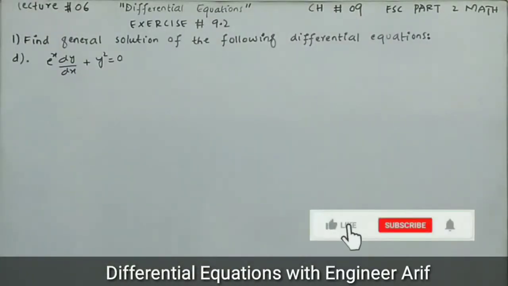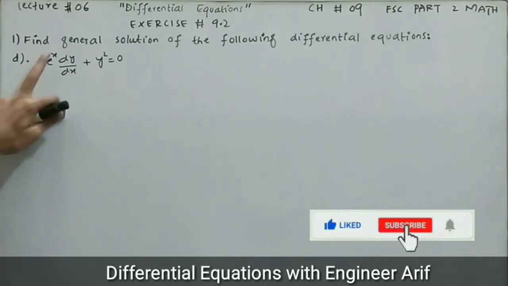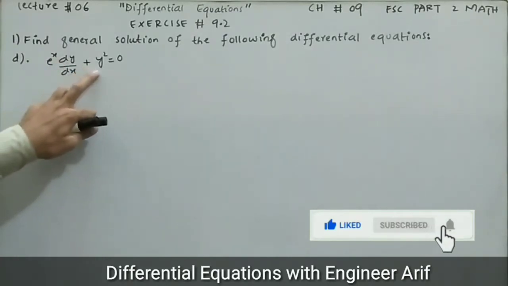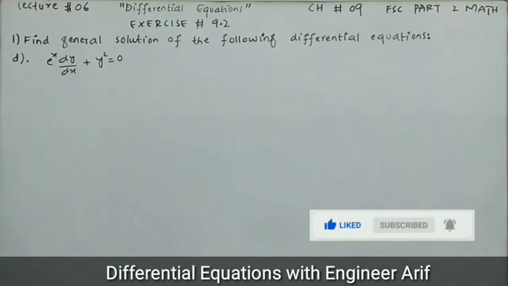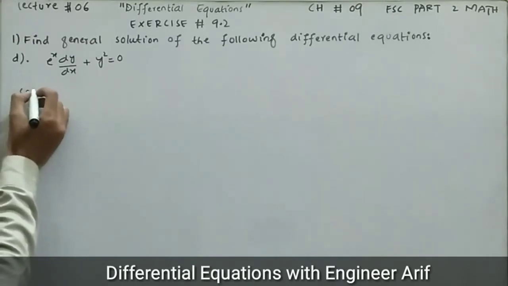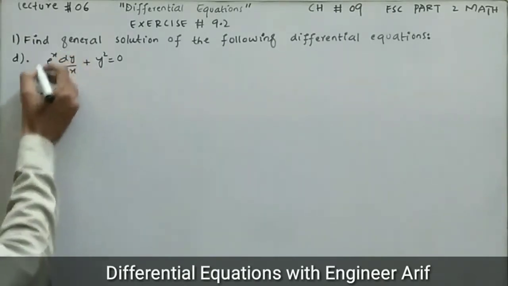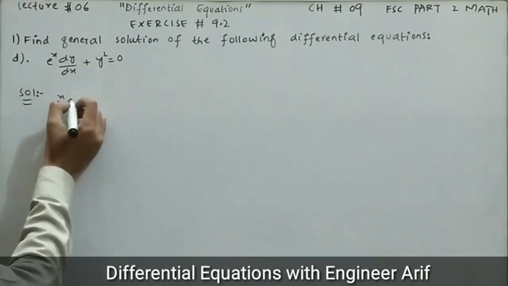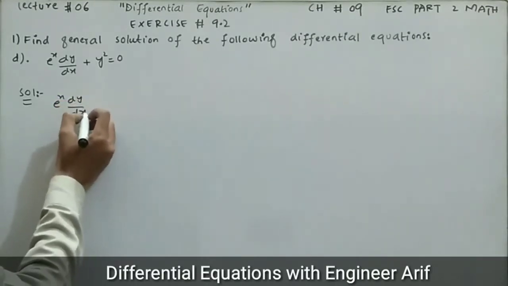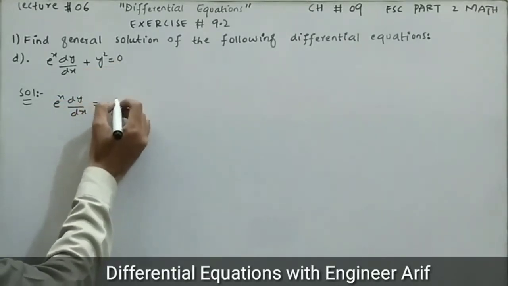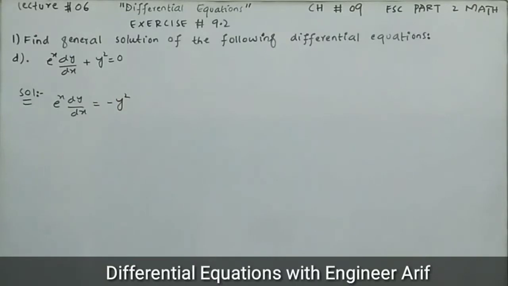Now let's understand the next part, part number d. e power x into dy over dx plus y square is equal to 0. So move to the solution. Writing this term as it is, e power x dy over dx. Shift y square to the right hand side, it becomes negative y square.